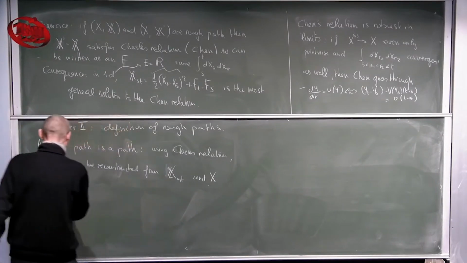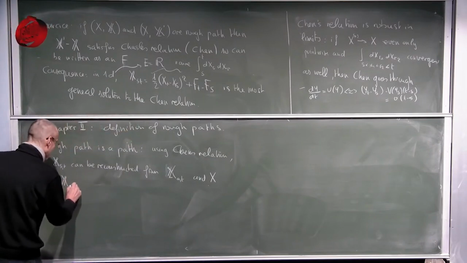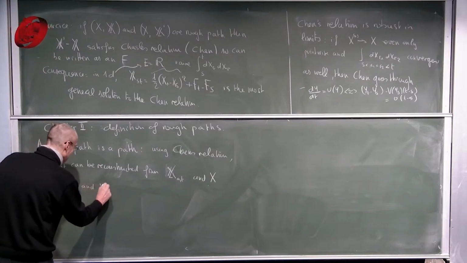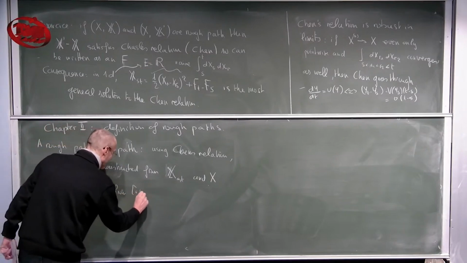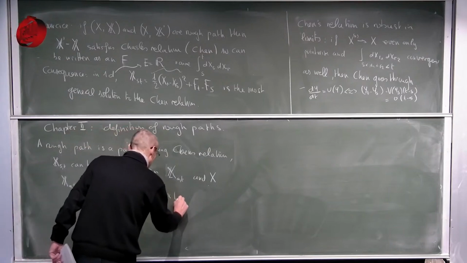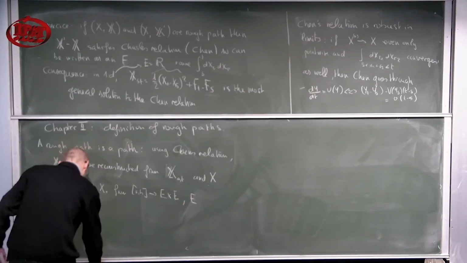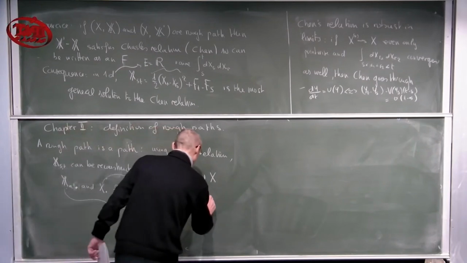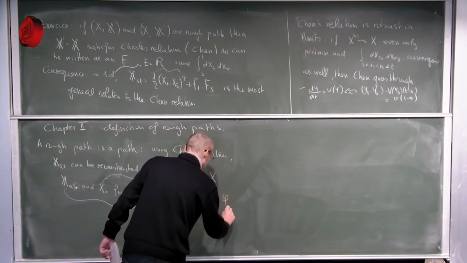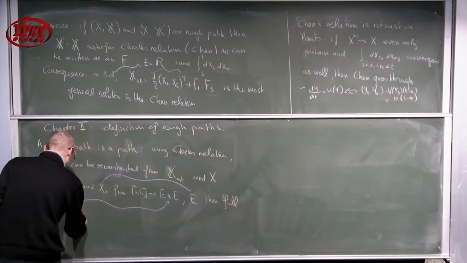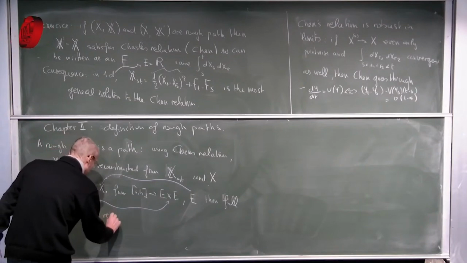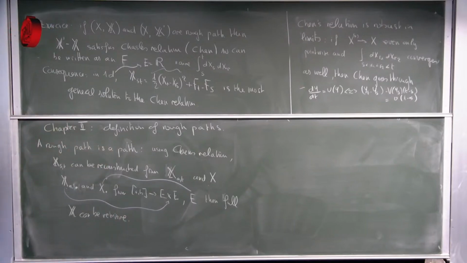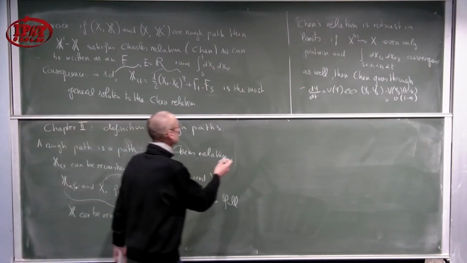So if I give myself X_{a,t} and X_{a,·} and X_{·} from [a,b] to E, or E for the second one, then I recover X. It can be retrieved. So from that viewpoint, this rough path is a contrived way to define a path. And in fact, there is some kind of reciprocal.